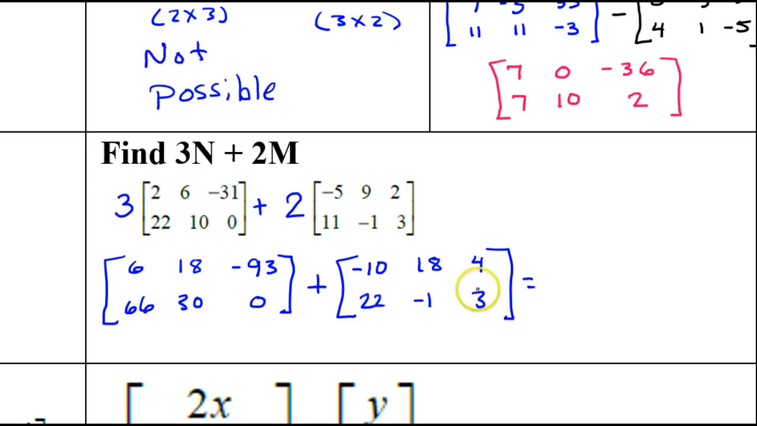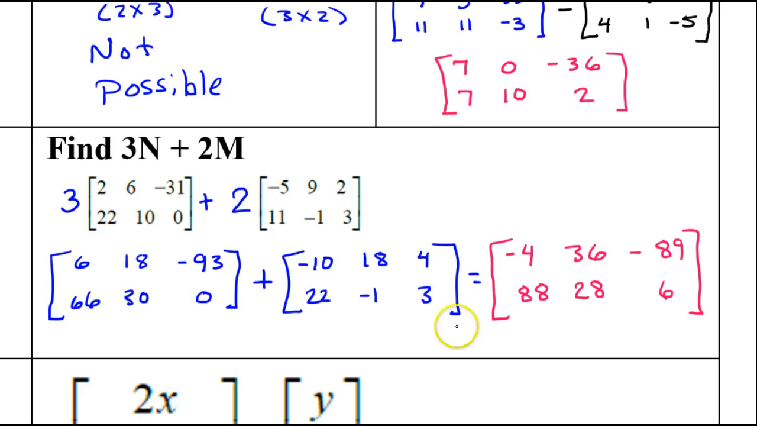So we can get the final result by adding these two matrices. So again, if I simply add the corresponding elements, I'm going to get negative 4, 36, negative 89, 88, 28, and 6. I made some mistakes right here. Don't know what I was thinking. But obviously, 2 times negative 1, that's negative 2. And 2 times 3 is 6. So, yeah, I don't know what I was thinking there.